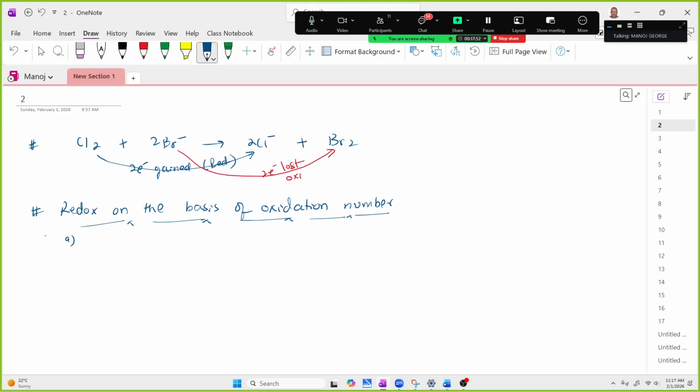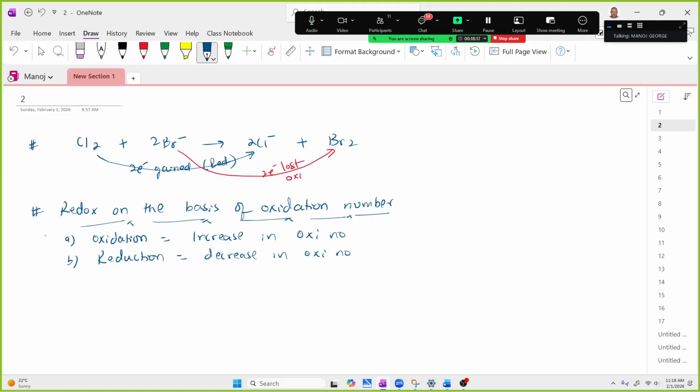So here's the definition. If you look at oxidation, you will find an increase in oxidation number. So increase in oxidation number is called oxidation, and the definition of reduction is basically decrease in oxidation number. Okay, so let me give you an example.